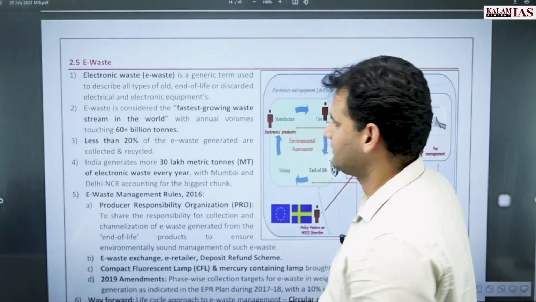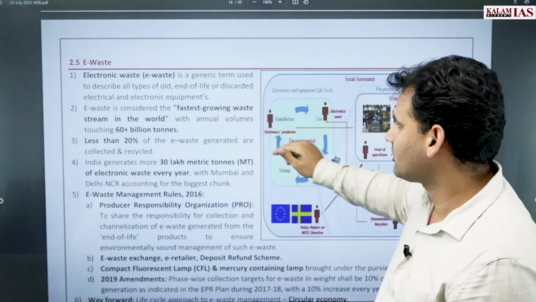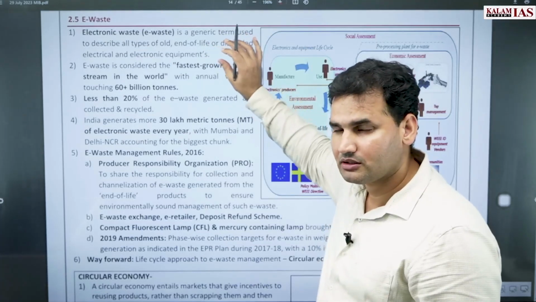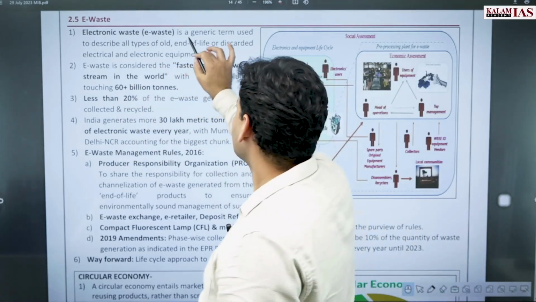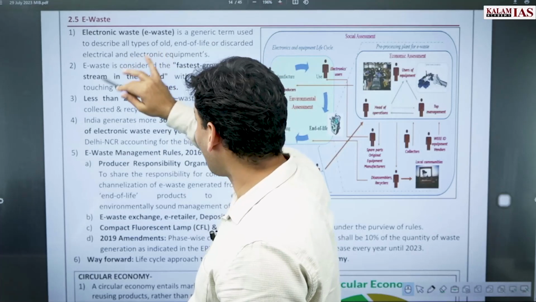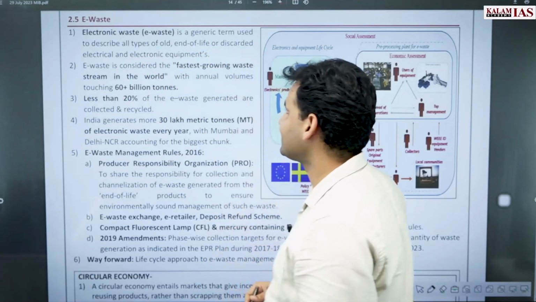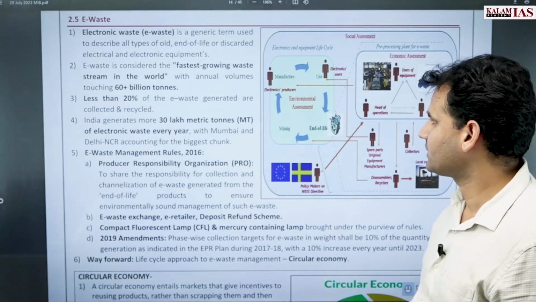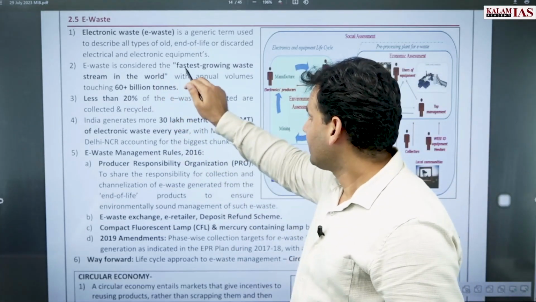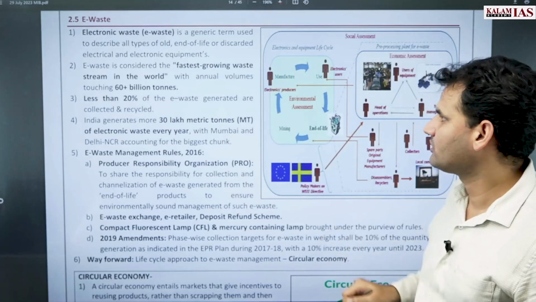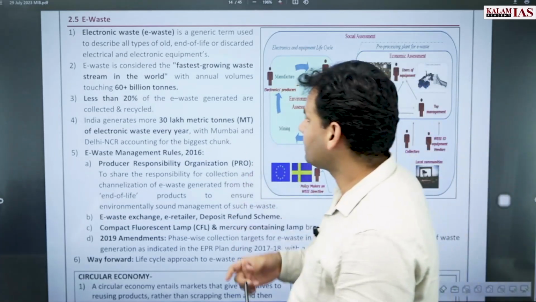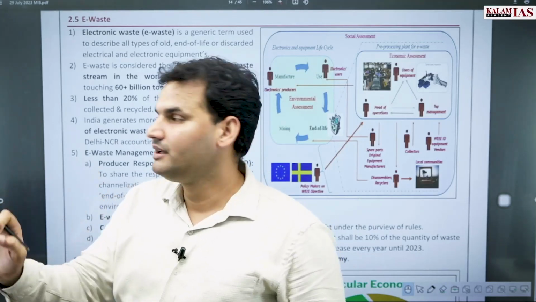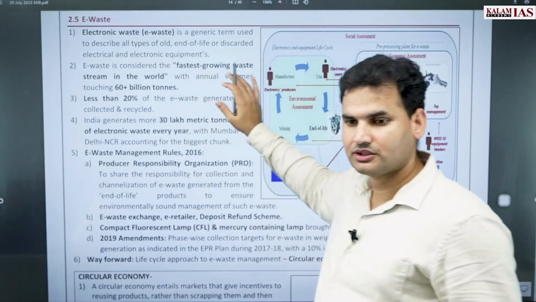E-waste, one of the biggest challenges of our times. सबसे पहले उसको एक या दो लाइन में हमको definition पता होना चाहिए. So it's a generic term used to describe all types of old, end of life or discarded electrical and electronic equipments, and it is considered as the fastest growing waste stream in the world, with an annual volume touching 60 plus billion tons. Now that's a huge number.